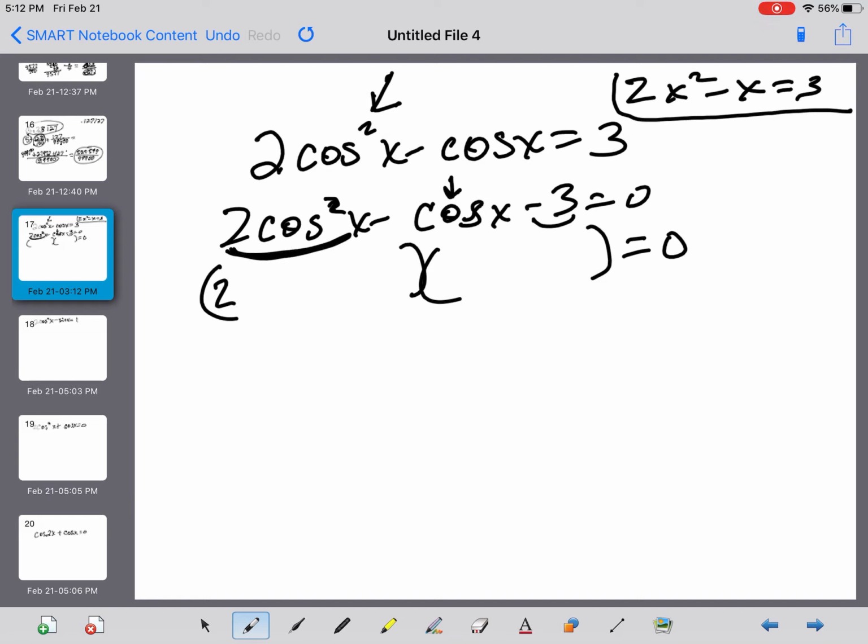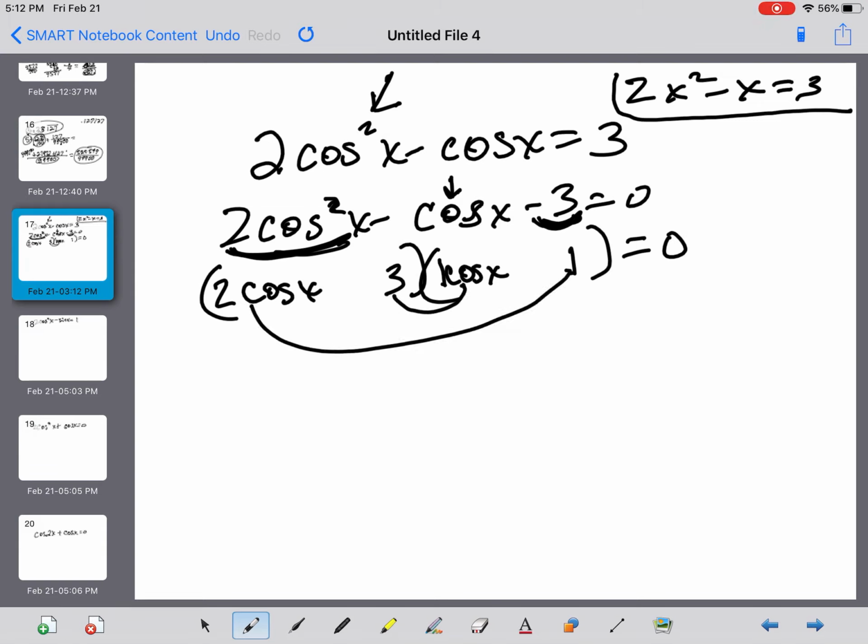So 2 is 2 times 1. Cosine squared is cosine times cosine. Then 3, I've got to decide if I want 1 and 3 or 3 and 1. Play around with it, trial and error until you get it right. And I know this will be right because it gives me a 3 and a 2, which can give me a 1 in the middle. So my signs need to be minus plus. And if we multiply that out, we should get this right here.